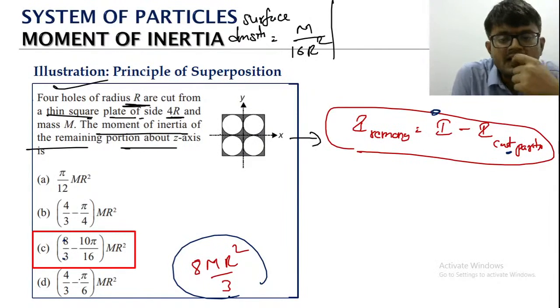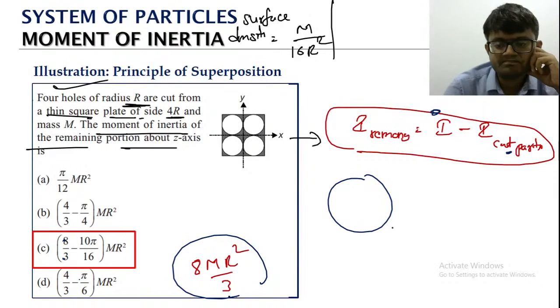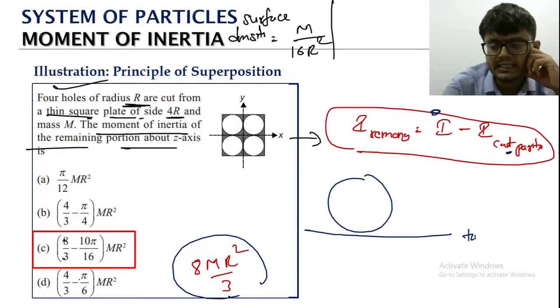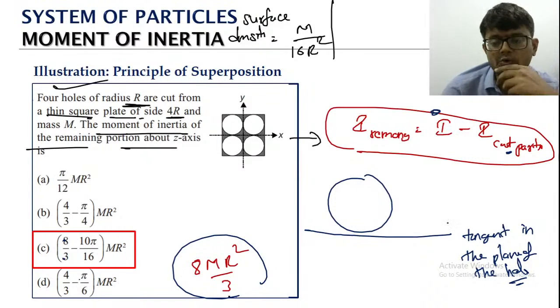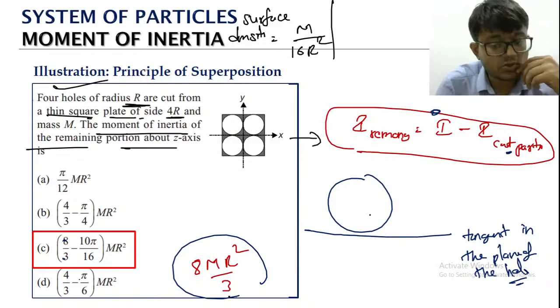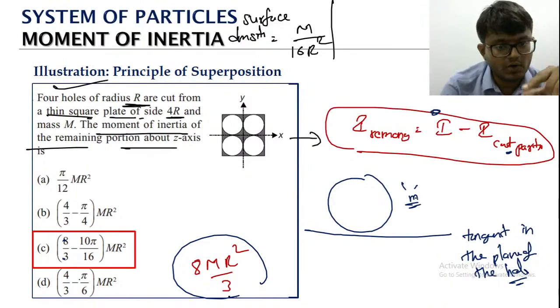First we will take one of these circular holes. The axis is a tangent which is in the plane of the hole. We'll just look at one hole. If the mass of this hole is a small m, we don't know what it is yet. We can find the small m value by using the surface density concept.